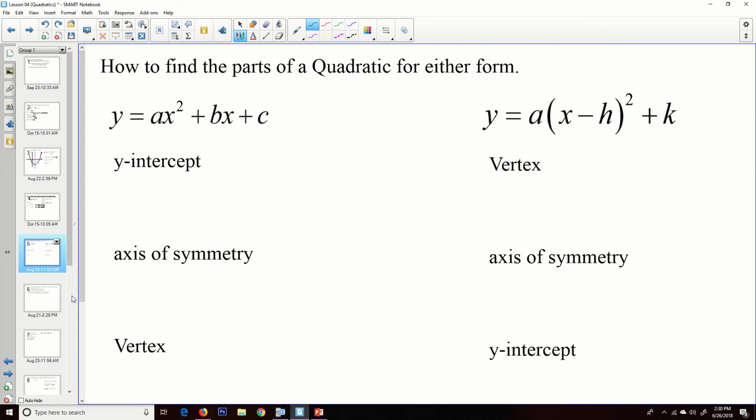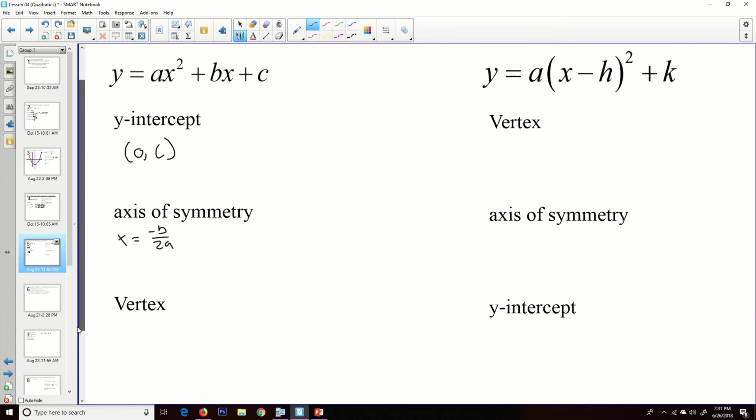Okay, so let's talk about how to find parts of a quadratic in either form. When we're talking about the general form, we've already talked about how to find the y-intercept. It's just going to be (0, c). And the axis of symmetry is x equals negative b over 2a. And then to find the vertex, now this is the hardest part of using the general form, finding the y value of the vertex.